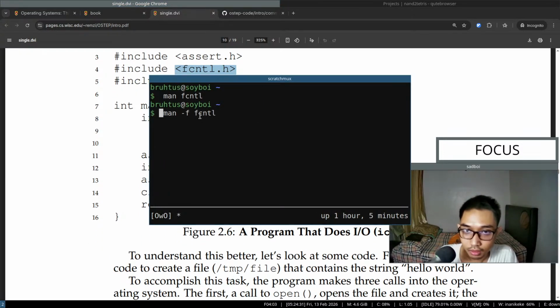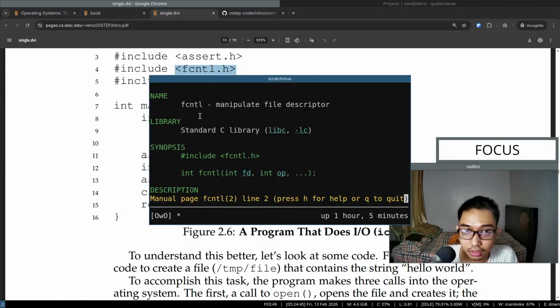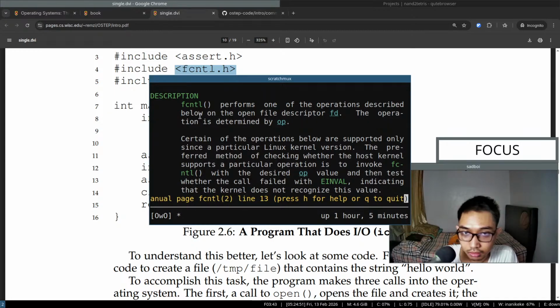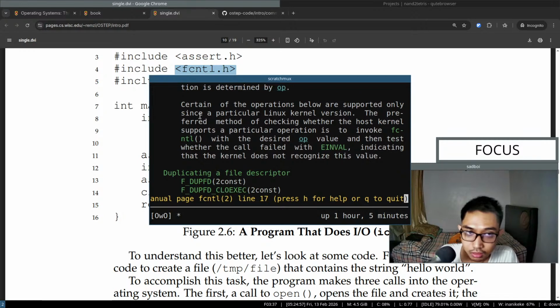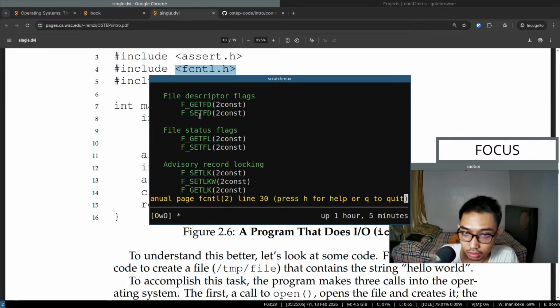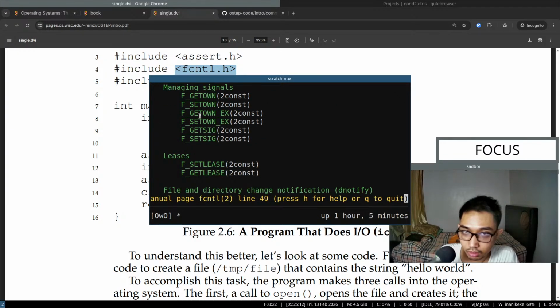Wait, there's also fcntl. Oh, interesting. Let's take a look at the system call, something like this. Manipulate file descriptor. Okay. Duplicating file descriptor. Okay. Status flag. Right, okay.